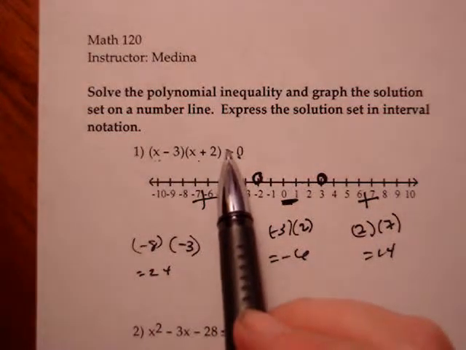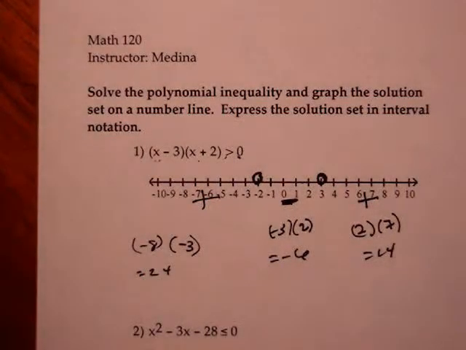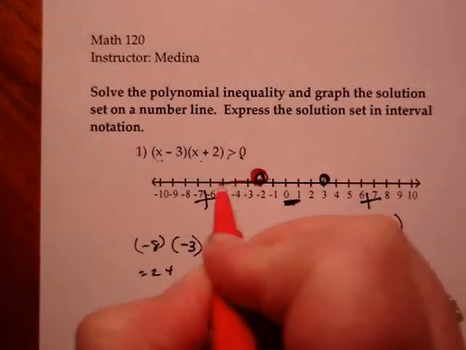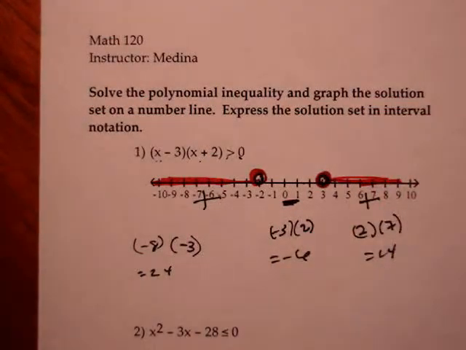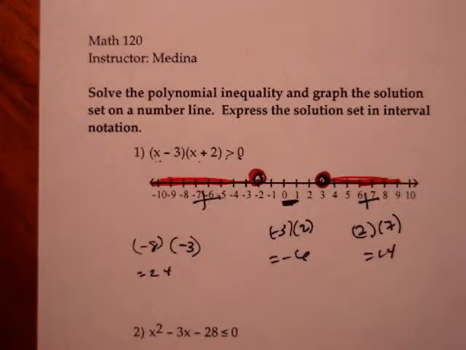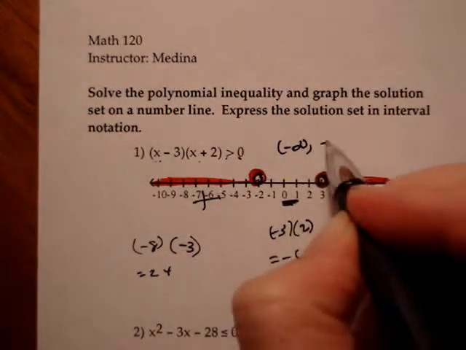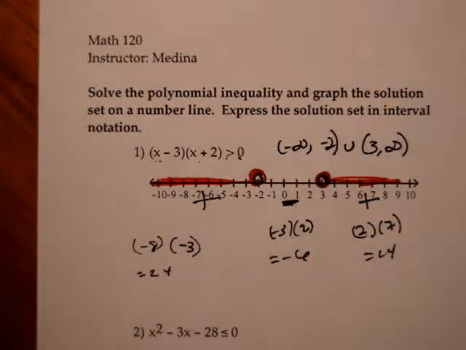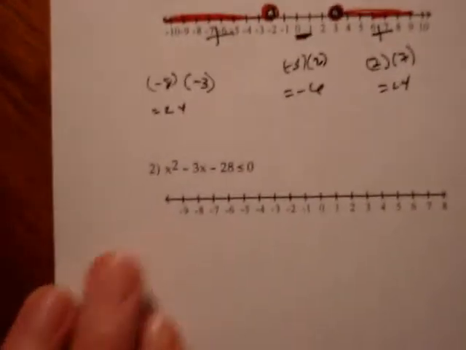Now, which pieces am I interested in? I'm interested in the parts that are greater than 0, or positive. So I'm going to use my handy red pen here. The parts that are positive are the left-hand interval and the right-hand interval. And the answer in interval notation would look like, I'm going to write that right above here, negative infinity to negative 2 union 3 to infinity. All parentheses, because those were all open dots. Okay? I'm going to leave you to do number 2, and I'll do number 3.